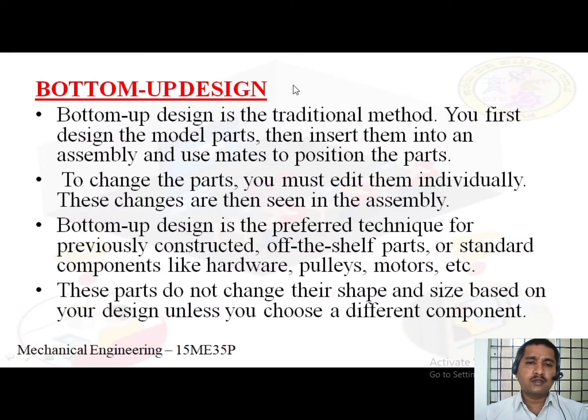There are two ways to assemble the parts. The first one is bottom up design. The second approach is top down design or assembly design. First, we are going to discuss bottom up design. Bottom up design is the traditional method. You first design the model parts in the part environment, then insert them into an assembly and use mates to position the parts. To change the parts, you must edit them individually.